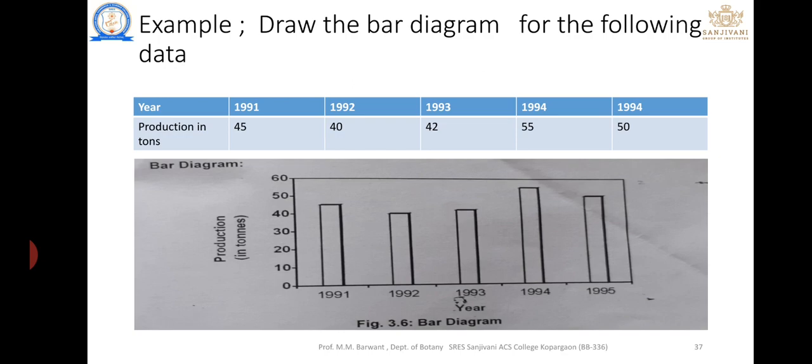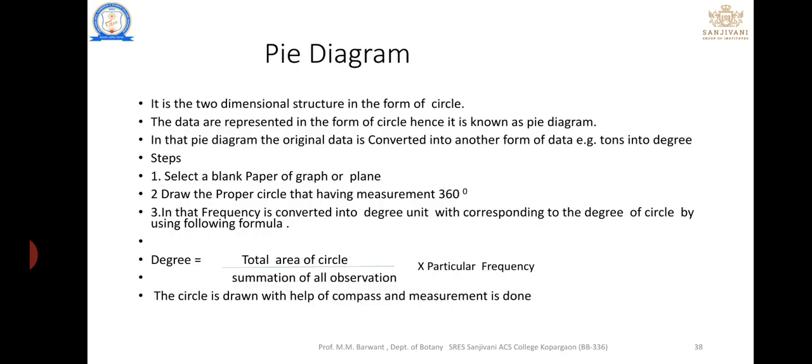Let's see the variable and frequency: 1991, 1992, 1993, 1994 and 1995 are the variables, and the frequency is production in tons. After the x and y axes, plot the variables, correlate the frequency with the variable, and draw a bar for each variable. 1991 is a simple variable. For a simple variable we can easily draw; that is known as a bar diagram.